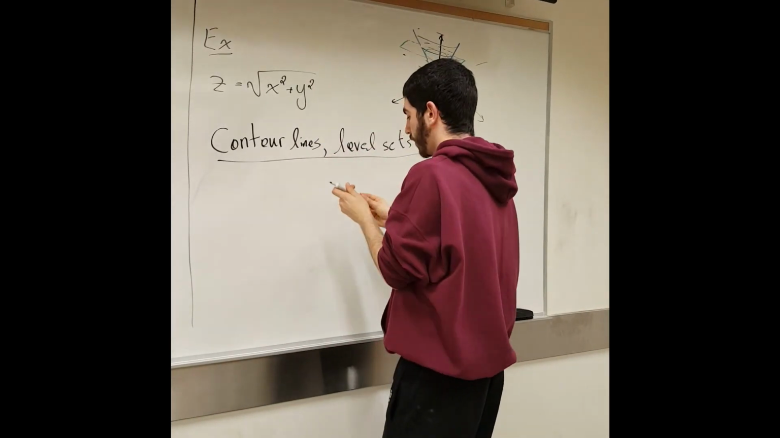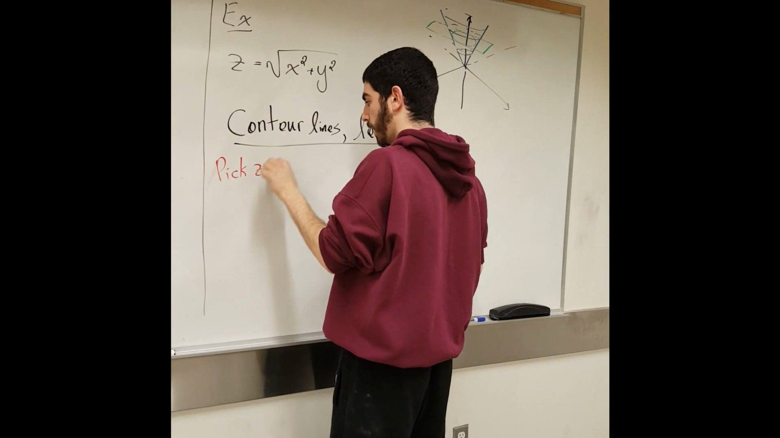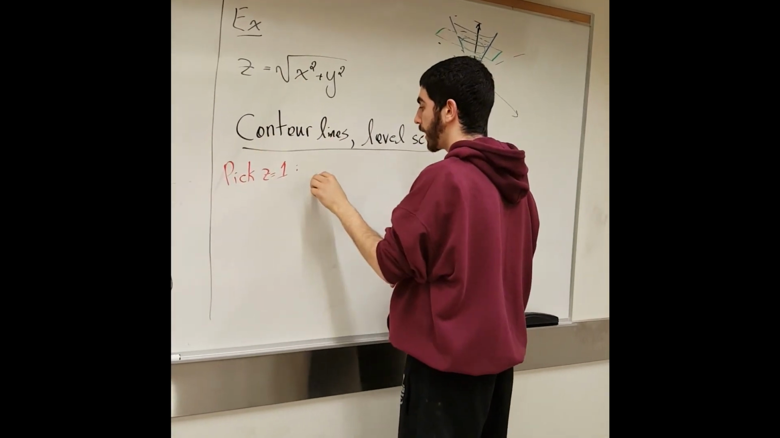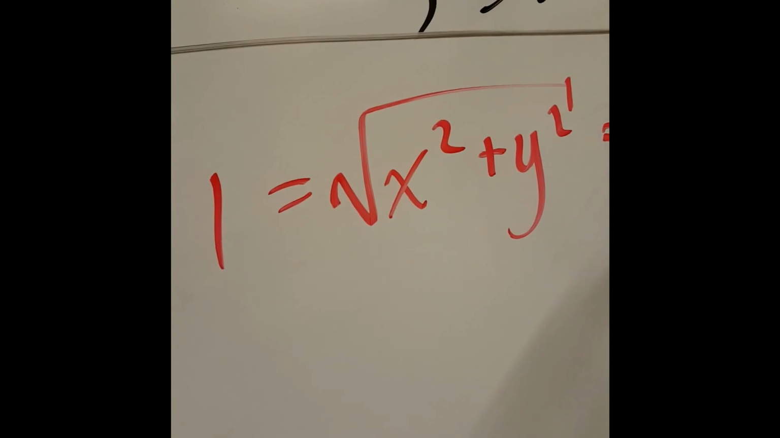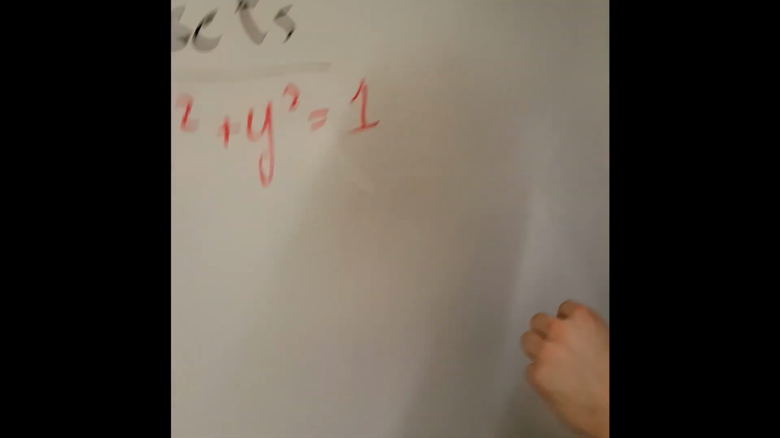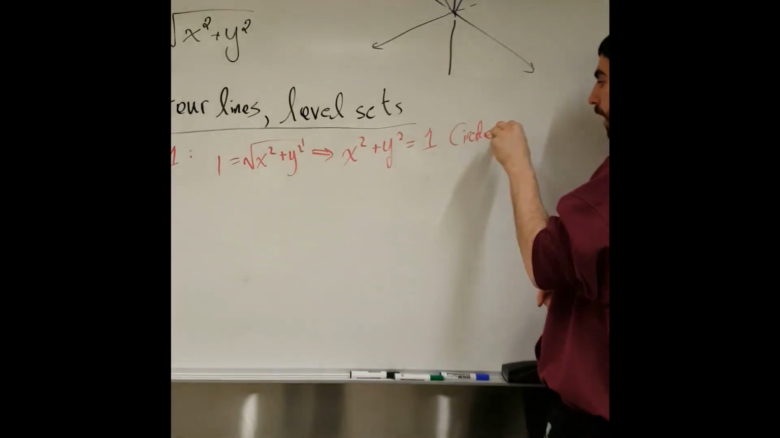So let's start with, pick z equals 1. What does this thing look like when z equals 1? Well, it's 1 equals the square root of x squared plus y squared. Alternatively, I can rearrange this to say x squared plus y squared is equal to 1. And that's a circle. That's a circle of radius 1.